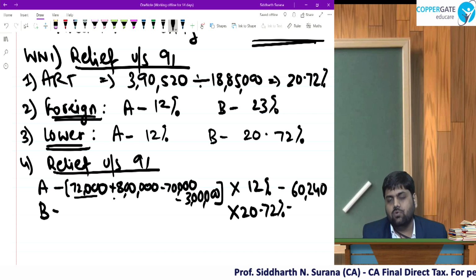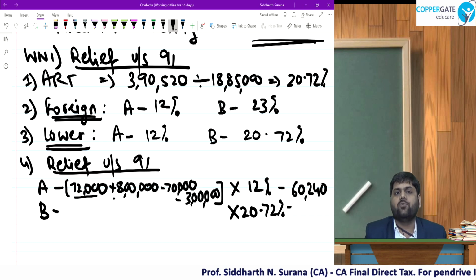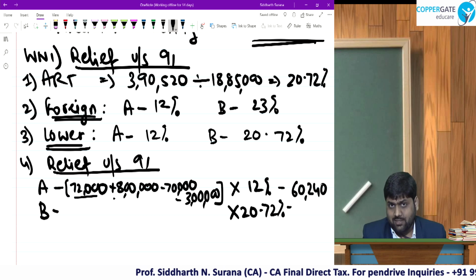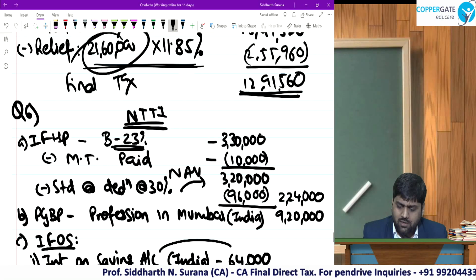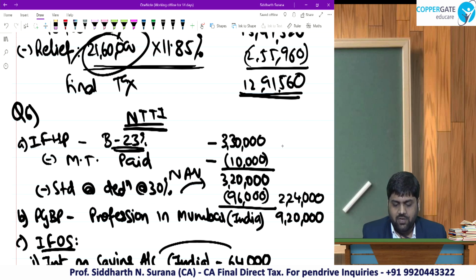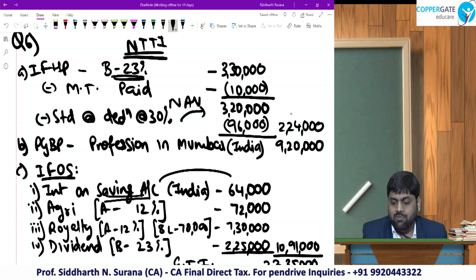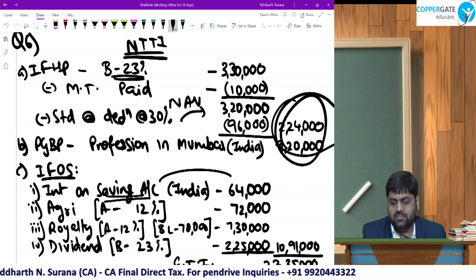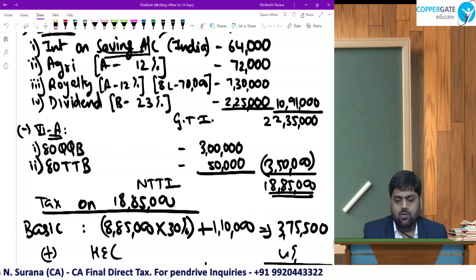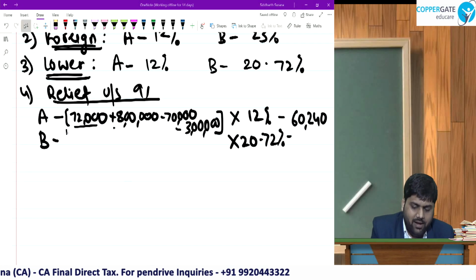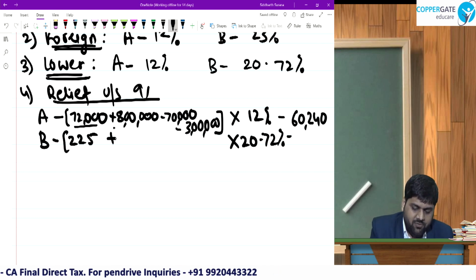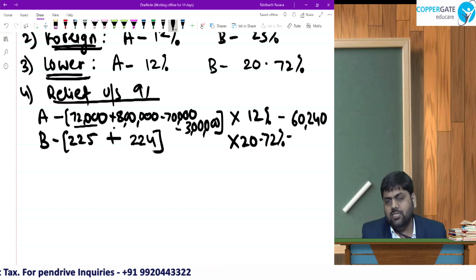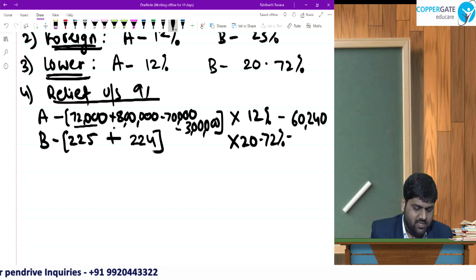Accordingly, the relief will come to rupees 60,240. And when we come to incomes in country B, if you observe carefully, we have dividend income 2,25,000 and we have house property 3,30,000. Once again, any student taking full 3,30,000 in case of relief will again be a disaster, because even if in that country you have earned 3,30,000, in India, after taking all the tax benefits, you have paid tax only on 2,24,000, and the amount included in your NTTI for dividend is 225 and for rent it is 224. Any student taking full 330, again it will be a disaster.